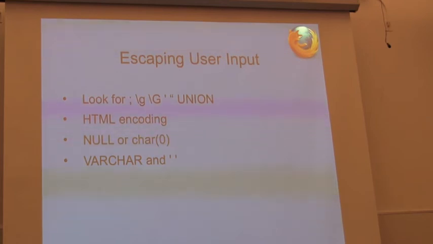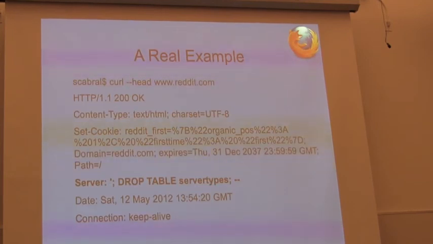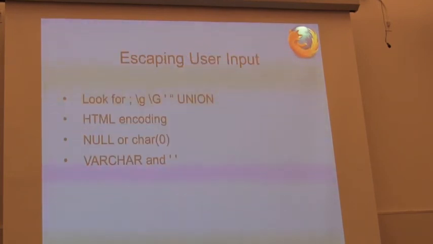Escaping user input. So let's talk a little bit about what you can do to help avoid SQL injection. Things to look for: semicolon. What was the command line? Curl, curl --head www.reddit.com. So things to look for: semicolon, backslash lowercase g, backslash capital G. Those 3 end statements. Quotes, the word union, so instead of putting a quote, if you union a query, then you'll end up getting the results of your query as well. Look for HTML encoding, null or char 0, varchar and blank, those can also be problematic.